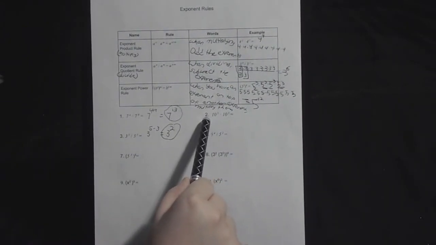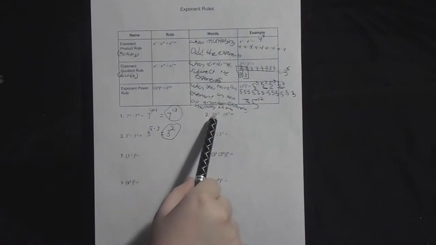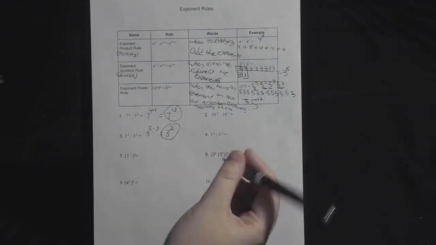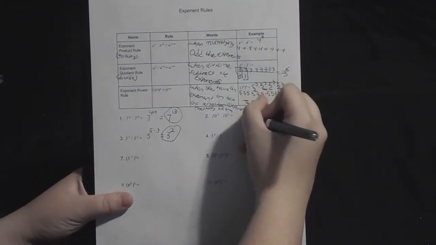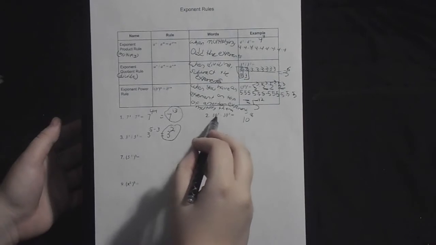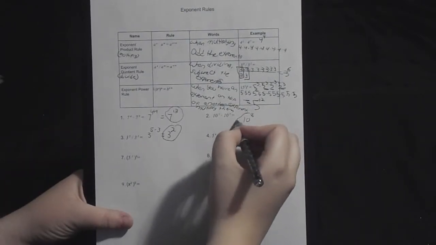I realized I started going down instead of over, but this says 1 and this says 2. So I'm going to go in order. I'm going to go back 1. So here it's another multiplication one, which is the exponent product rule, which says we need to add the exponents. So that becomes 10 to the power of 8, because 5 plus 3 is 8.